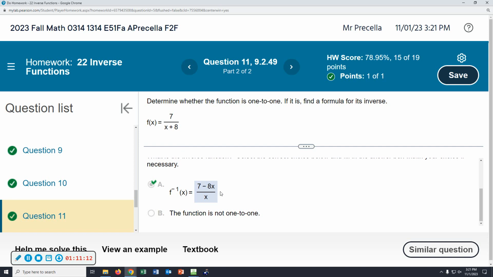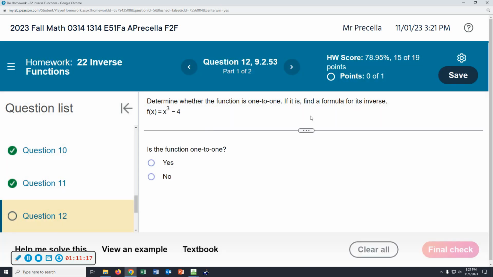Let's do another one. This is the last one, number 12. Number 13 is a circle problem. 14 and 15 are cut point problems. So this is the last new stuff. Determine whether the function is 1-to-1. If it is, find a formula for its inverse. F of x is equal to x cubed minus 4.